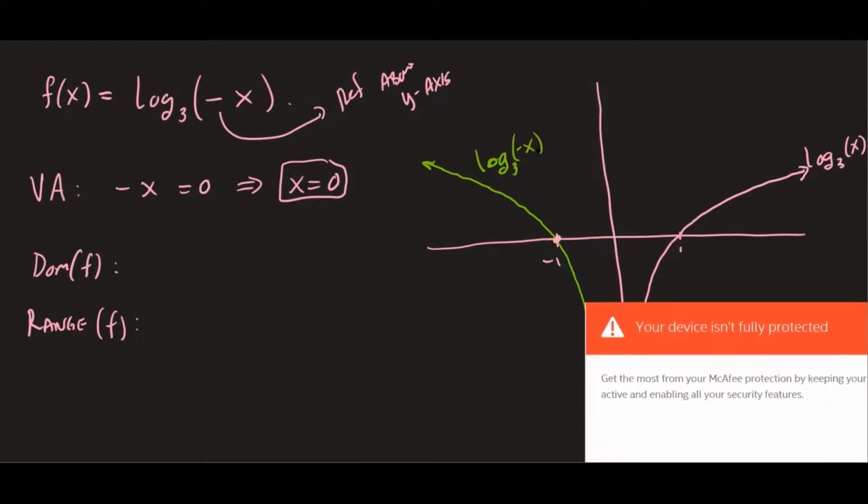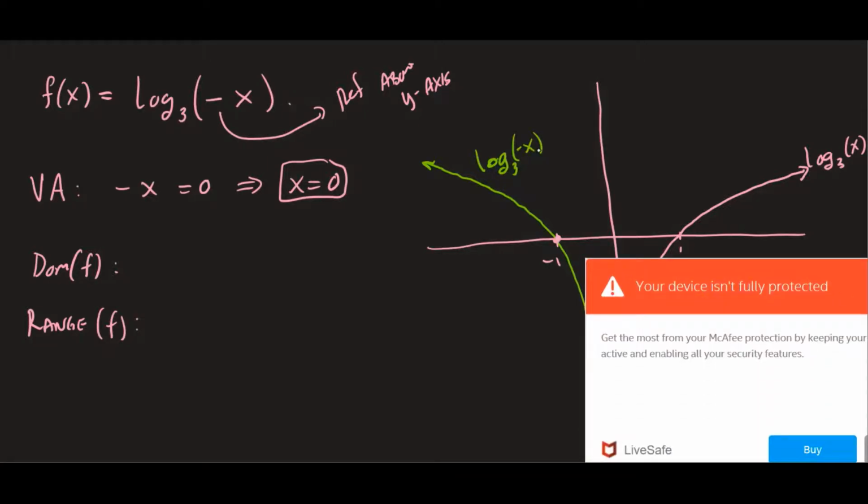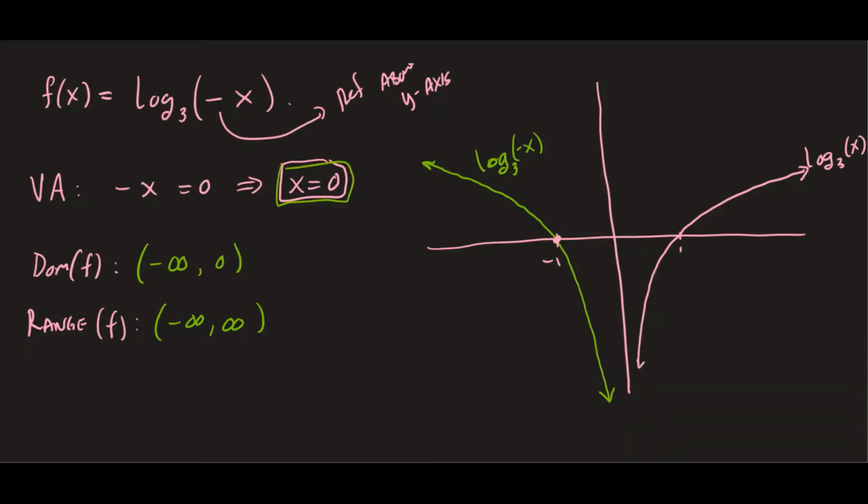And now we can write down the domain, range, and asymptote. We have the domain, which is negative infinity up to the asymptote, which is 0, open. Range is again all real numbers, so negative infinity to infinity. And we have the vertical asymptote, x equals 0. All right, so I hope this makes sense. Let's continue and do a couple more examples.